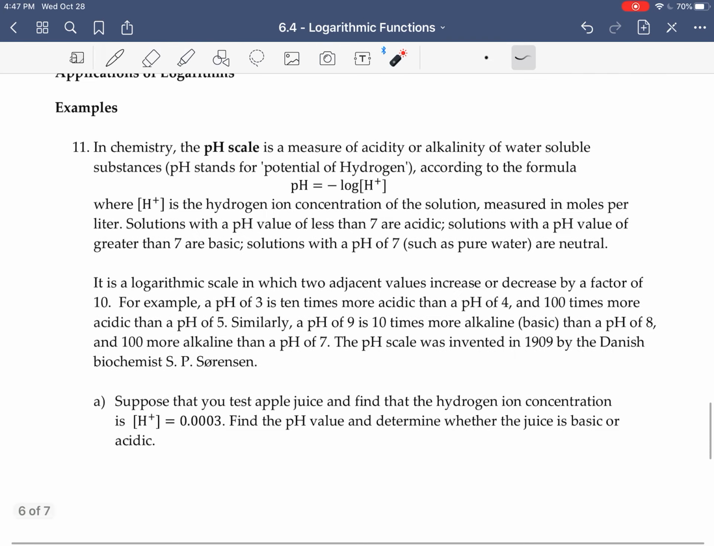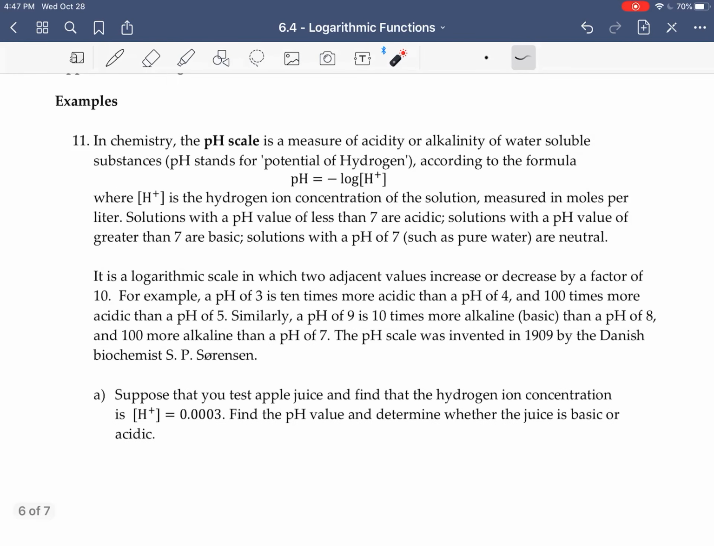Okay, so now the applications. In chemistry, we have the pH scale. You probably are familiar with this. It measures the acidity versus the alkalinity of the water, so that's whether it's acidic or basic. It uses the formula pH is negative log of H plus, where H plus is the hydrogen ion concentration of the solution, in moles per liter.